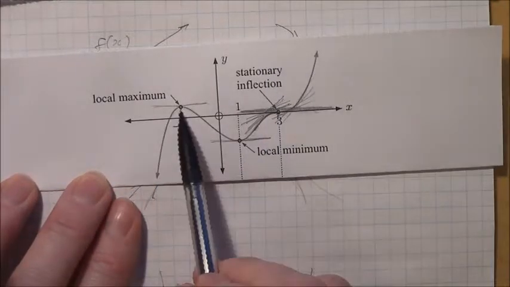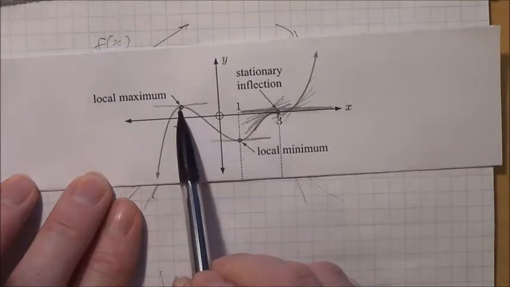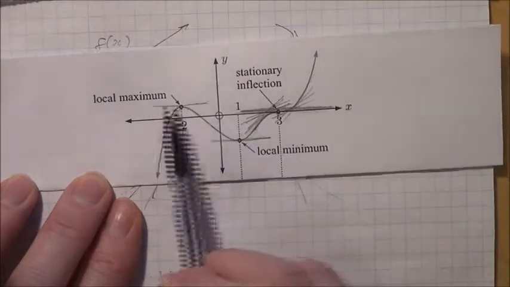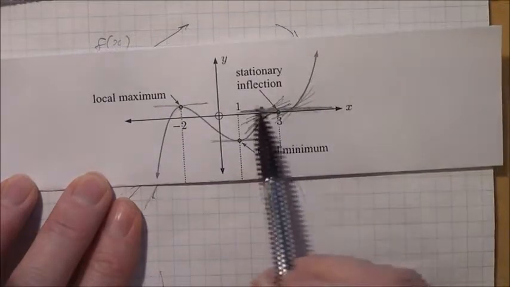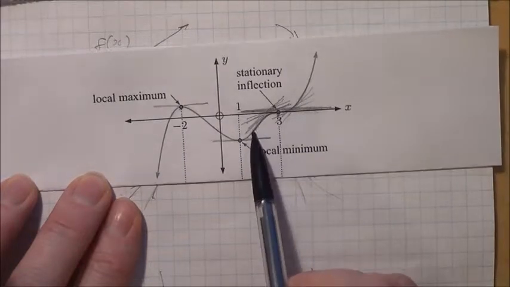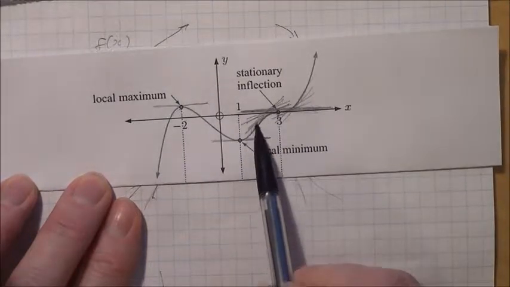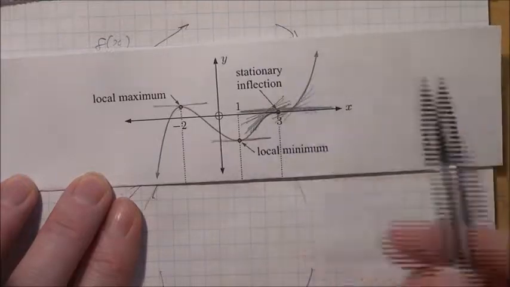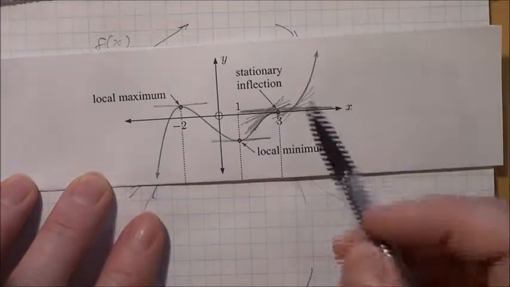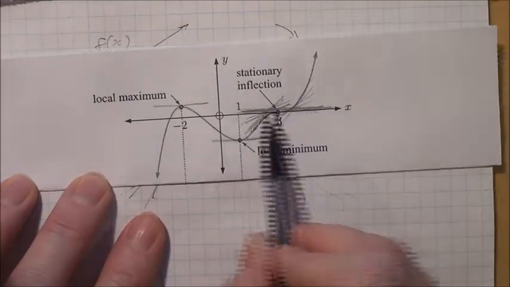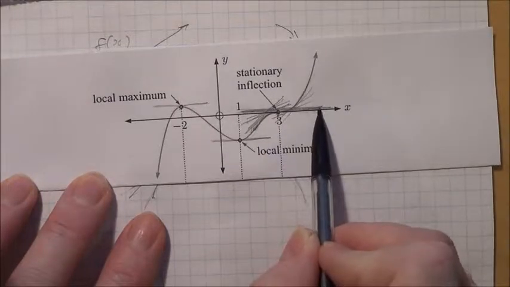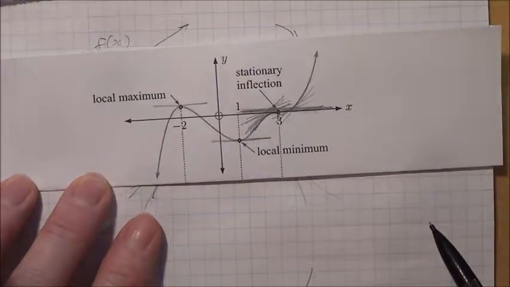So we have turning points, a local maximum or a local minimum where the tangent is horizontal, and then we have a stationary inflection point where the concavity changes here from concave down to concave up, but also could be from concave up to concave down, and we'll also have a stationary inflection point in that case as well.